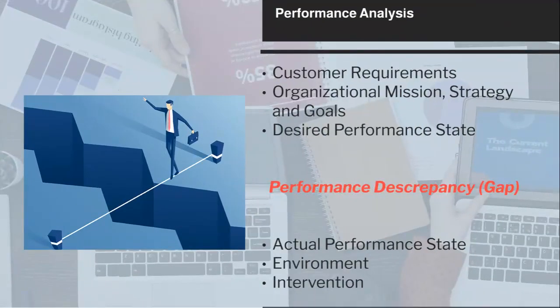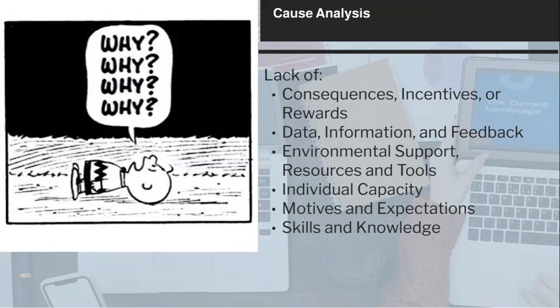In performance analysis, we look for the performance discrepancy or gap. This is the difference between actual performance and desired performance. Desired performance reflects the organization's mission, strategy, and goals. The environment, previous interventions, lack of training, or other various factors influence the actual performance state. Once we determine the gap, we look for the cause.